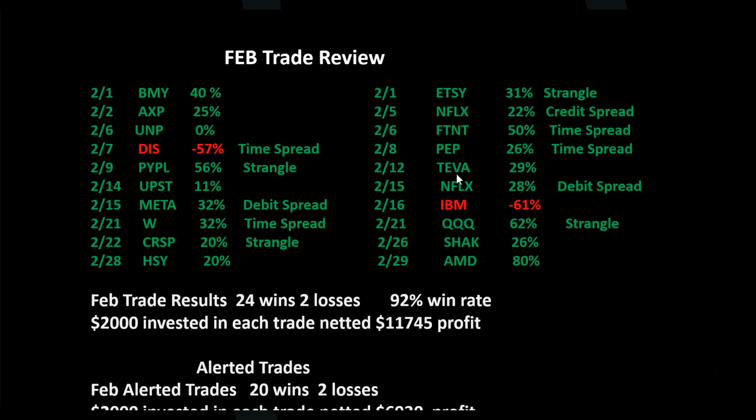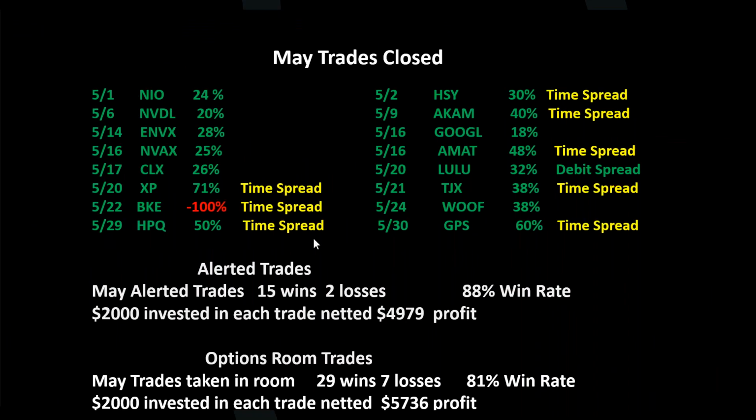So this was January. This was February. A big month here, $11,000 profit. Some losers. Again, 24 and 2, a 92% win rate. The market was good. I mean, it's easy to trade that month. May, just kind of jumping ahead here.